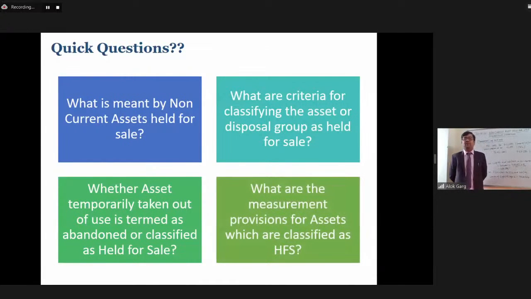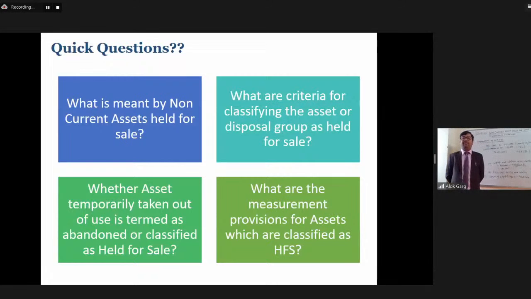What are the measurement provisions for assets which are classified as held for sale? Just before classification as held for sale, the carrying value needs to be calculated as per the respective standard. So depreciation needs to be checked, impairment needs to be checked, then fair value less cost to sell is required to be calculated, and the non-current asset held for sale has to be measured as the lower of carrying value and fair value less cost to sell.